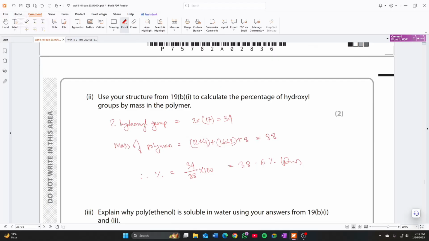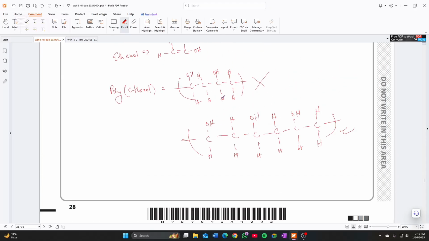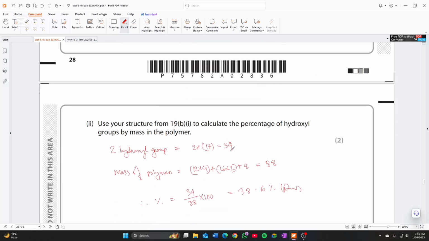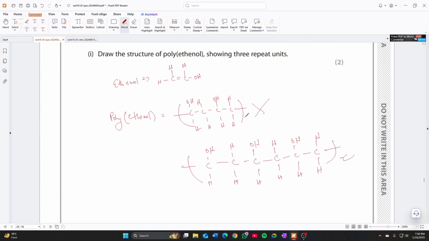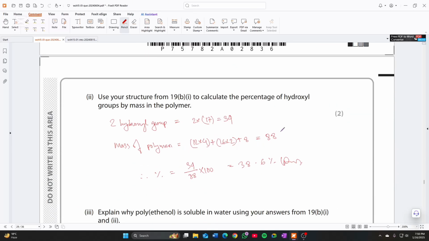Use your structure from 19b1 to calculate the percentage of hydroxyl groups by mass in the polymer. Here we can see that for these 2 repeating units, since I used 2, the answer would be the same, you don't have to worry, but I'll just use 2. So for this polymer we had 2 hydroxyl groups. So 2 hydroxyl groups have the mass of 34, and the mass of the entire polymer was 12 times 4 plus 16 times 2 plus 8 equals 88, and therefore for the percentage we can just divide 34 by 88, and this will give us 38.6%.